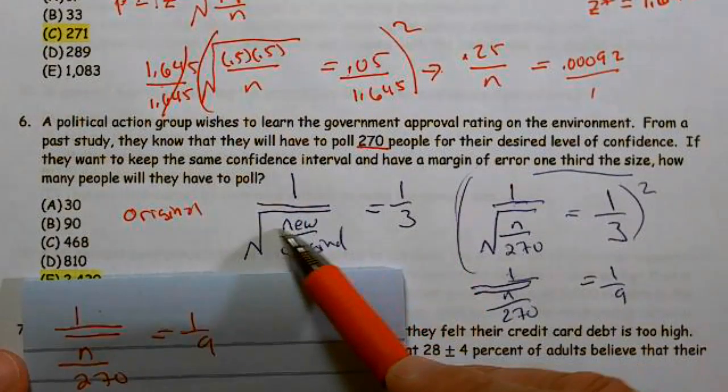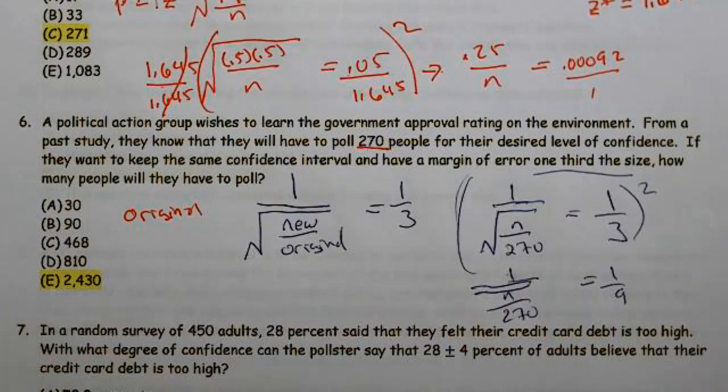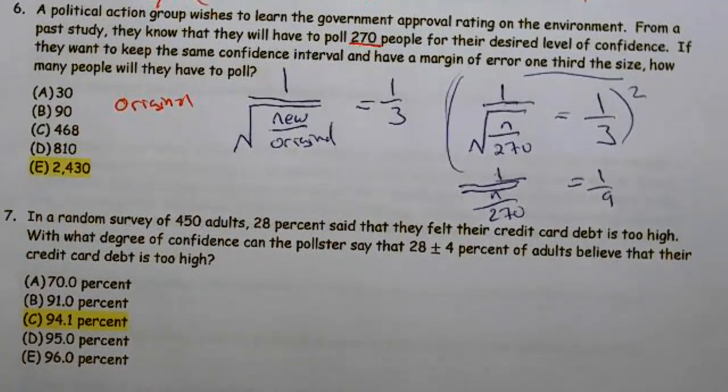All right. The square root of that. And here's the way you use it. So in a random sample, number 7, in a random sample of 450 adults, 28% said that they felt that their credit card debt is too high. With what degree of confidence can the pollster say that 28 plus or minus 4% of adults believe that their credit card debt is too high?